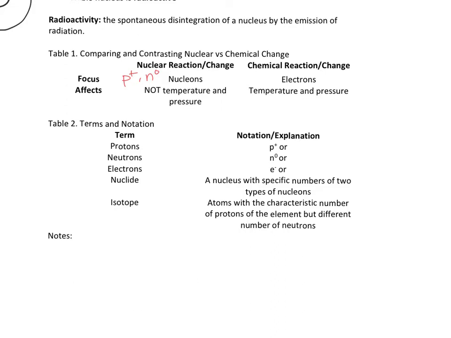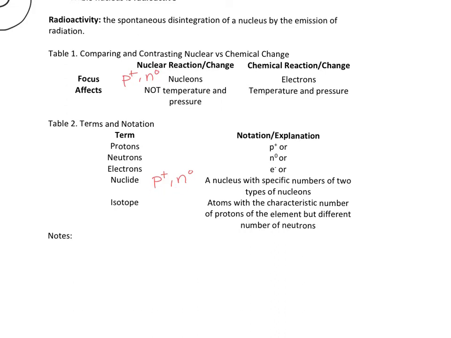What about nuclide and isotope? Those are relatively newer terms, at least to this. Well, nuclide is new to this chapter. Isotope is a term from chapter 2, but we haven't discussed it that much. So nuclide is a nucleus with a specific number of 2 types of nucleons. So again, the nucleons are our protons and our neutrons. So a nuclide is any nucleus with a specific number of 2 types of nucleons. So we're looking at the number of protons and the number of neutrons.